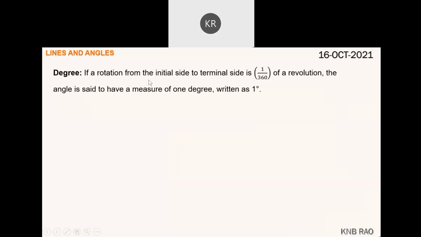See children, very simple. Already you know, in a circle, there is a rotation from the initial side to the terminal side. What is the meaning of it? I'll explain it with a clock. Here is the small hour's hand, and I'll take a different color. Here is the minute's hand. In a clock you have a minute's hand and an hour's hand, so you know it is like this.